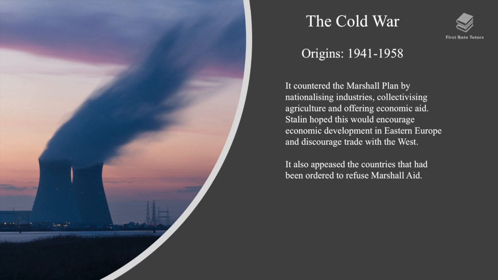It countered the Marshall Plan by nationalizing industries, collectivizing agriculture, and offering economic aid. Stalin hoped this would encourage economic development in Eastern Europe and discourage trade with the West. It also appeased the countries that had been ordered to refuse Marshall aid.